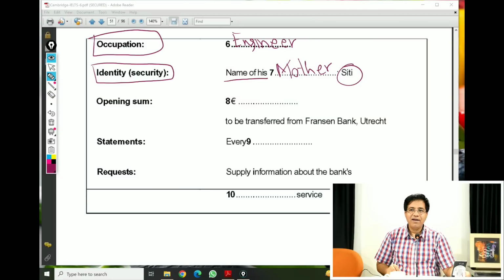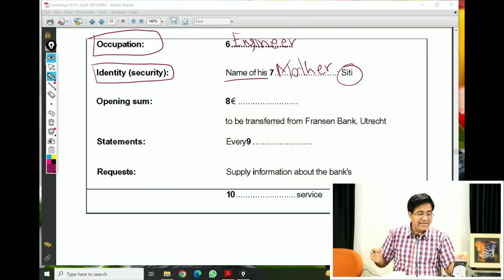Now, we usually ask for a piece of information which we can use to check your identity for security reasons. You know, if you phone us. Like my wife's first name? Like my wife's first name. Mother's might be.